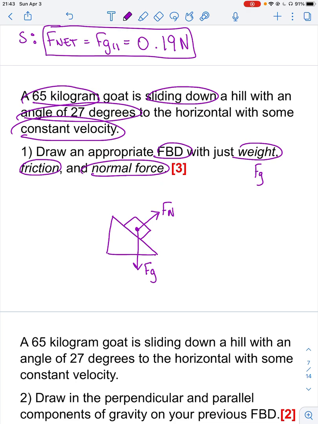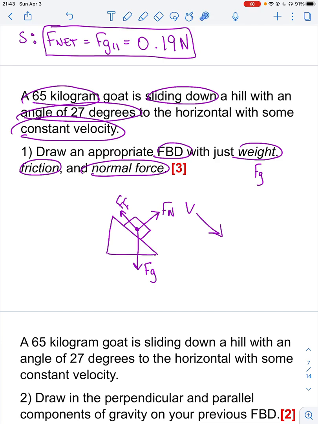And then you have a force of friction that is going to be pointed up, but that really means the block is sliding down, and that means the force of friction vector should be in the opposite direction of motion. Okay, so this is how you would get full credit right here.